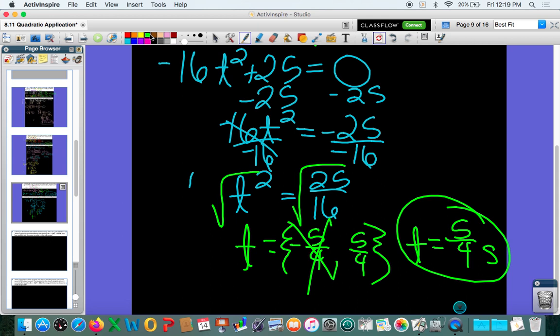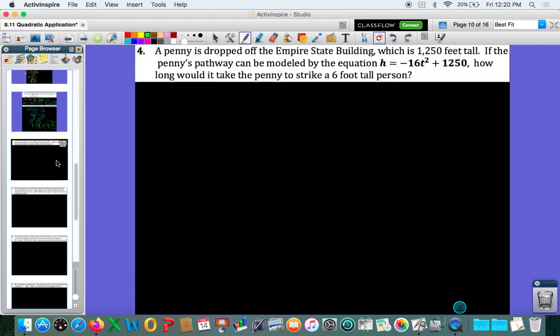We're going to go to 4 now, so turn your paper over. Alrighty. So here we go. This one's only got one part, so we're good to go. I'm going to check, and it looks like they give me my equation again. And they want to know how long it would take the penny to strike a 6-foot tall person. Now, they've been telling us this stuff in feet every time. So the height is not the ground this time. The height is the height of the person.